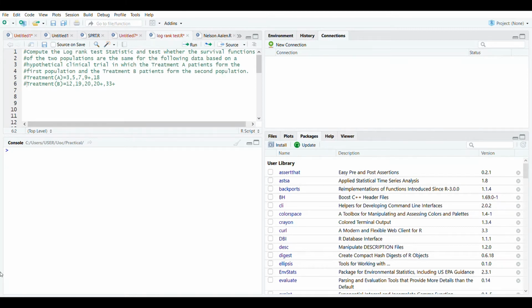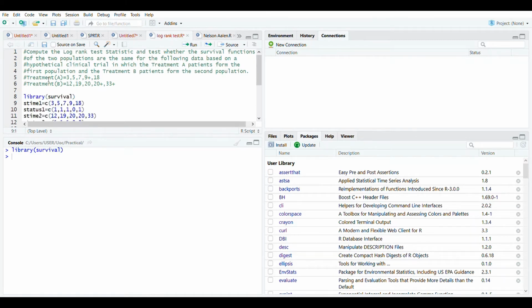Today we have a question from survival analysis. The question is to compute the log rank test statistic and test whether the survival functions of the two populations are the same for the following data, based on a hypothetical clinical trial in which the treatment A patients form the first population and the treatment B patients form the second population. So the data is given below.